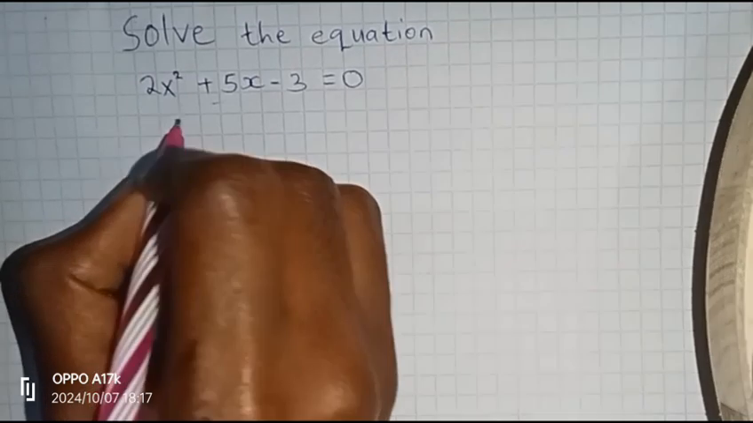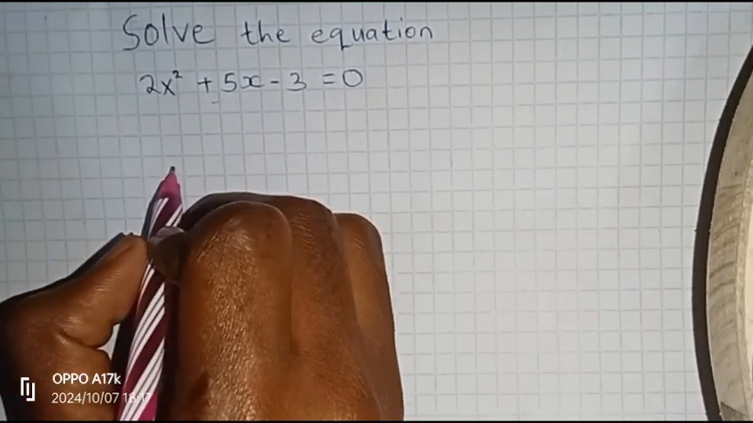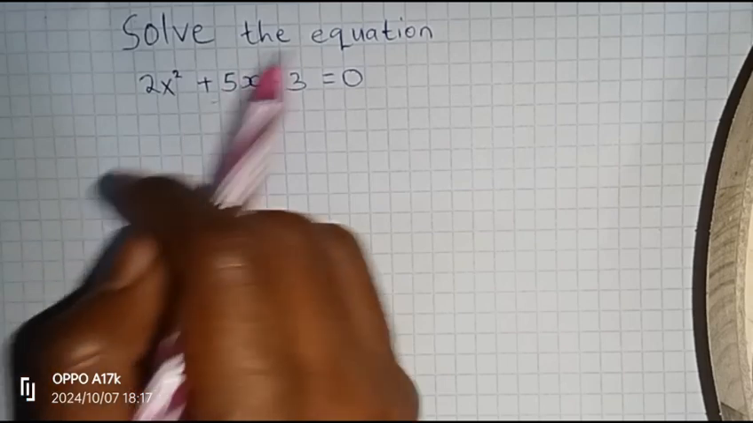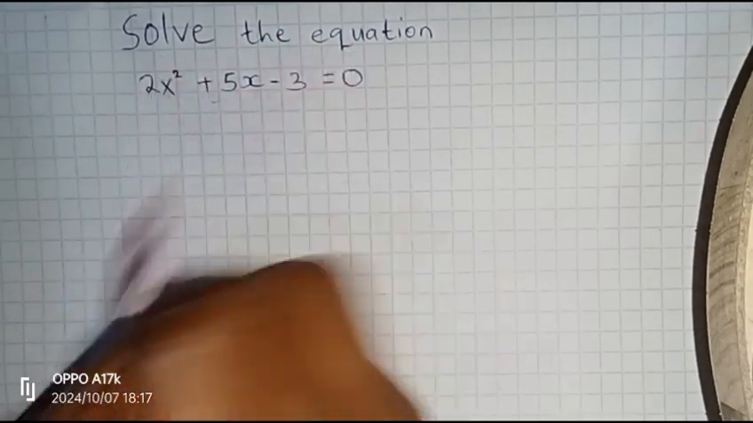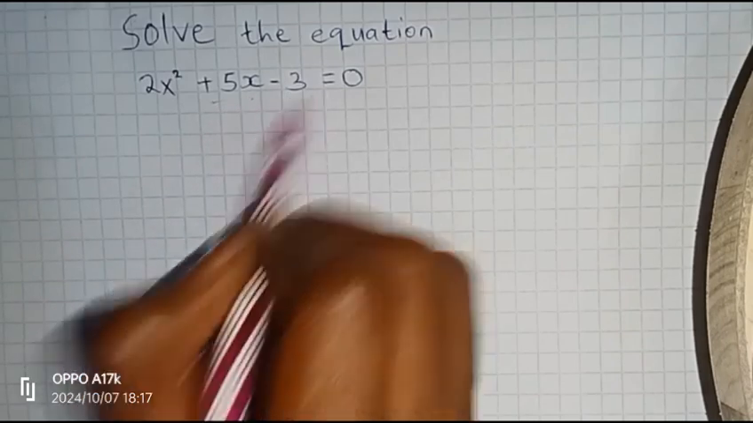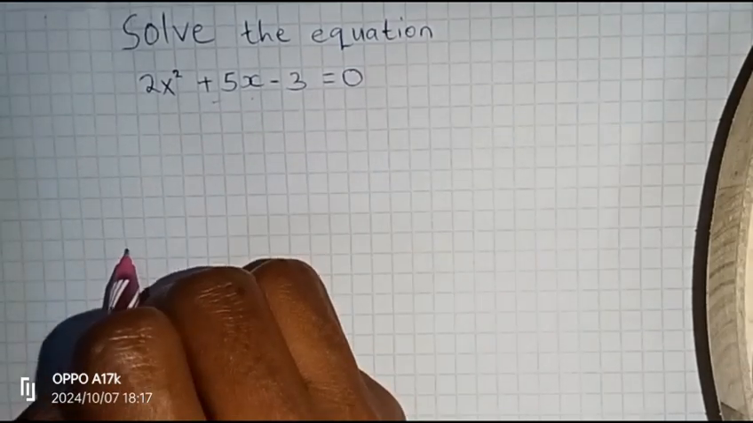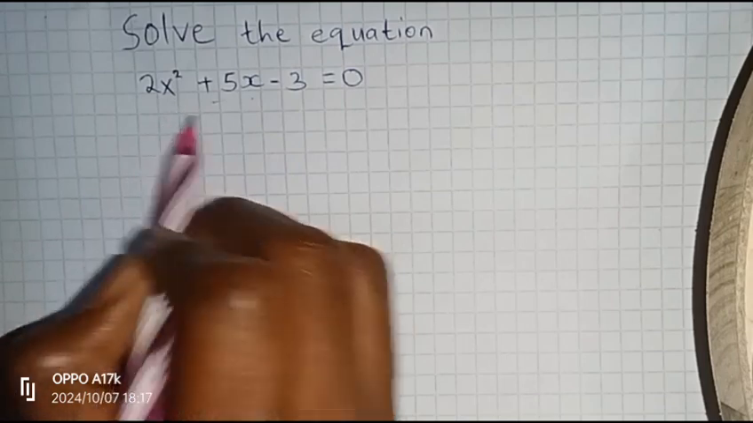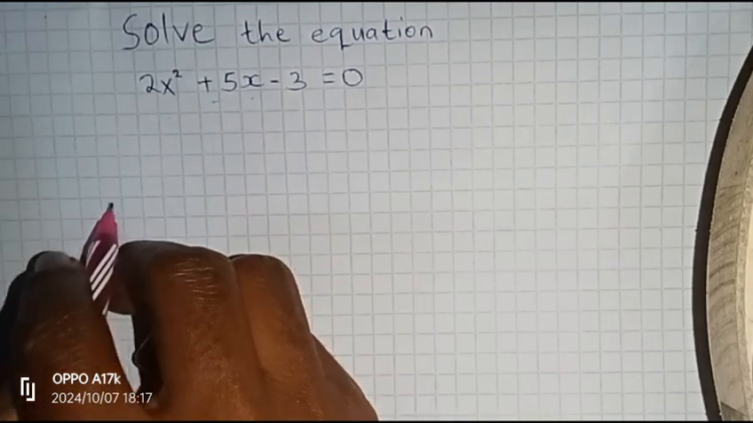Today I want to solve a quadratic equation using the factorization method. Here you have been told to solve the equation 2x squared plus 5x minus 3 is equal to 0. Solving an equation means getting the value of x.